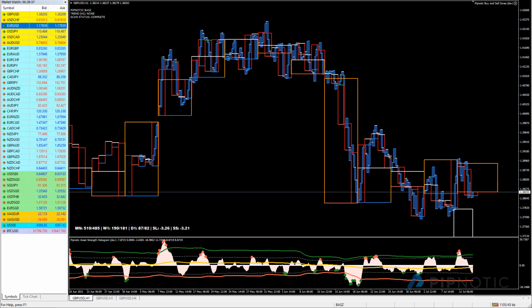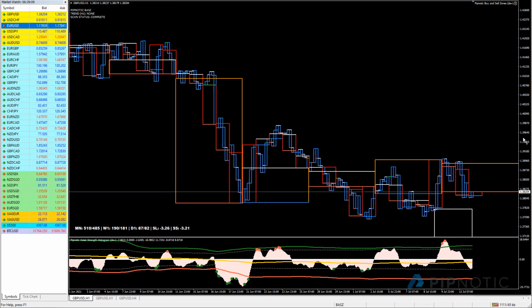We're just going to run through a typical way to use buy and sell zones, and how I'm combining it with the other software to help me find really nice entry levels. Okay, so first of all, what is buy and sell zone?